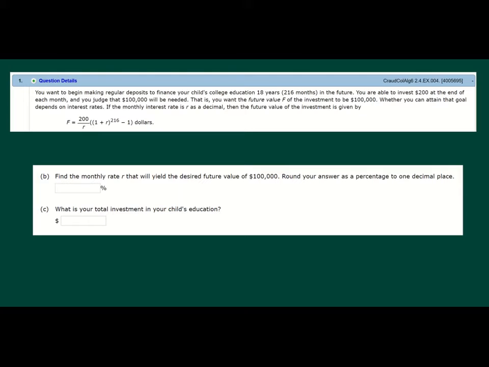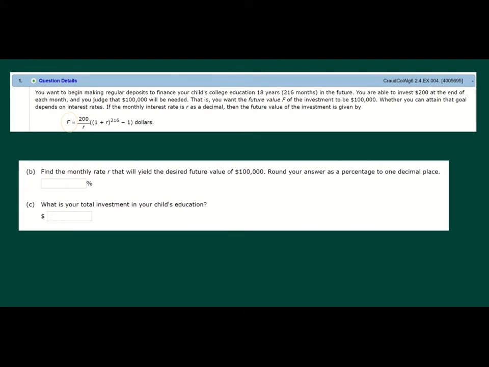That's our R value. I'm not going to do every part, but in part B it says find the monthly rate R that will yield the desired future value of 100,000. What that tells me right away is that in the future, that future value, we want F equals 100,000, right? They just told us that. We're trying to figure out what R value, so R is an unknown variable, what R value will lead our future investment to be $100,000. We can use the crossing graph method for this.